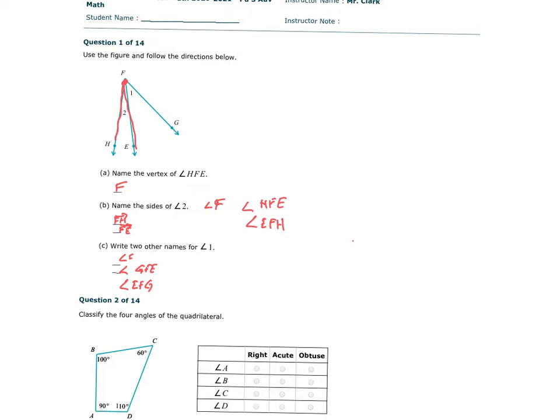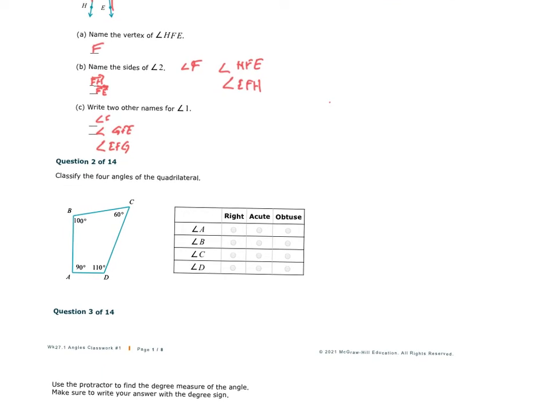Next question. Classify the four angles of this quadrilateral. Okay, so it's right if it's exactly 90 degrees. Acute is less than 90 and obtuse are the big fat ones, more than 90. So let's find the obtuse ones first. Well, that's more than 90. That's more than 90. So angle B and D. Angle A is exactly 90. And then angle C is a cute little angle.